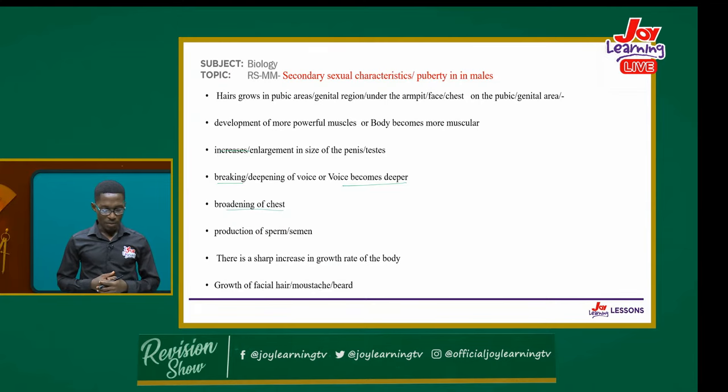There's production of sperm or semen. Then there's a high increase in the growth rate when you are from 14 to 18. All of a sudden, you just shoot up. Then there's growth of facial hair, mustache, or beard. So when it comes to the hairs, we don't say develop.